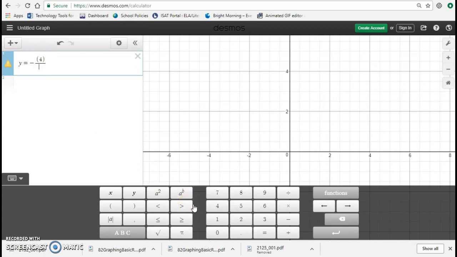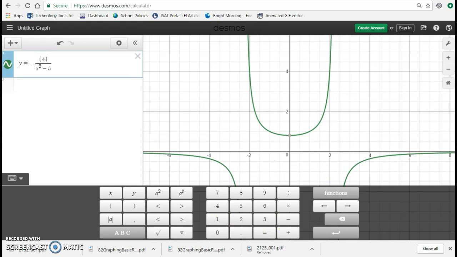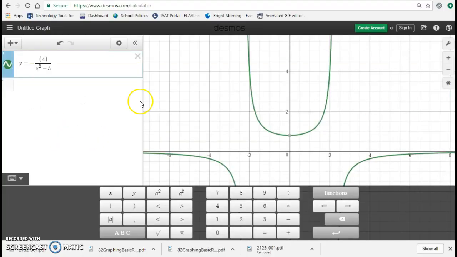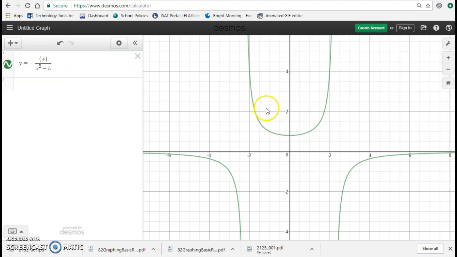And then I could put parentheses around the denominator, but the computer already knows it, so I don't really need to. So it'll be x squared. I think it was minus 5, so I'm going to double check that. So let's double check this right here. Kind of a weird graph, right? We'll take a look at it here in a sec. Yeah, so 4x squared minus 5 with a negative in front. Fantastic, there it is. So there is our graph, okay?